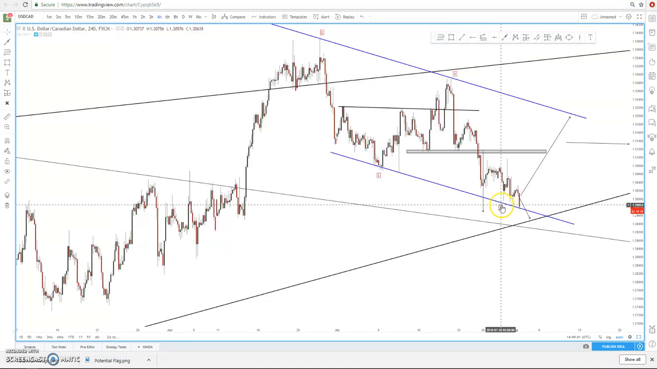It's okay. You don't have to go for the whole target. It's not necessary. If you can grab some good pips, you can just grab some good pips. You don't have to stay in there.